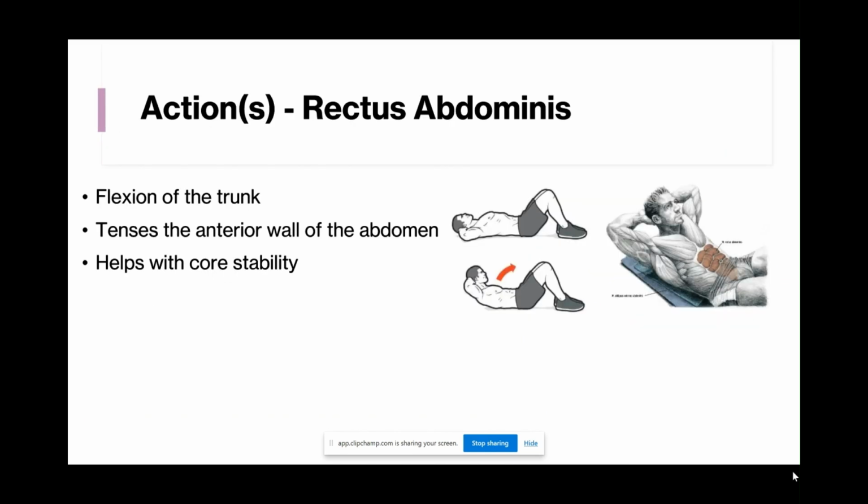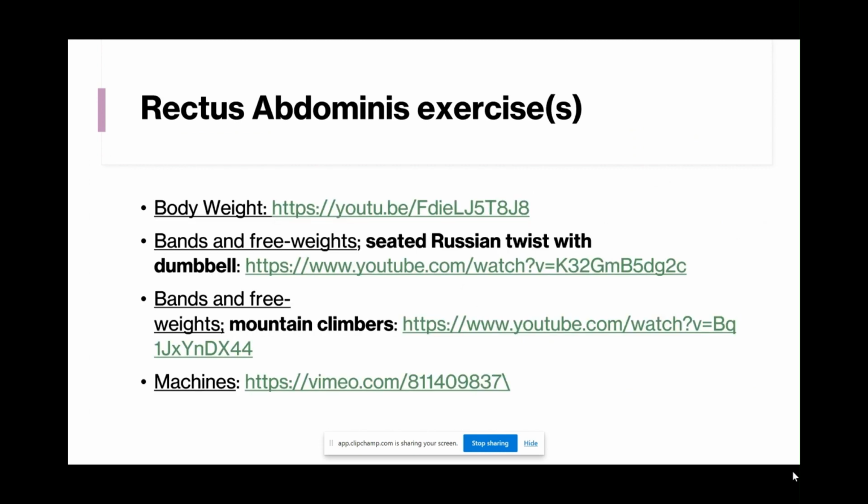There are 3 main actions carried out by the rectus abdominis muscle. The rectus abdominis facilitates the flexion of the trunk and allows for the tensing of the anterior wall of the abdomen, as well as helps with core stability and balance. Next, we will demonstrate exercises related to the rectus abdominis.